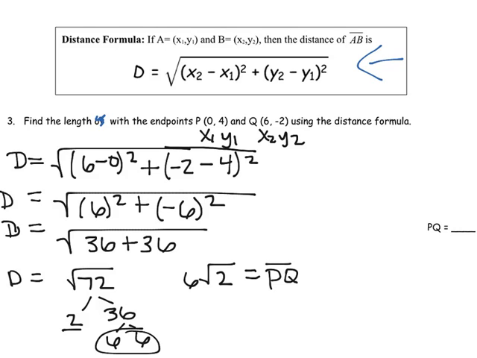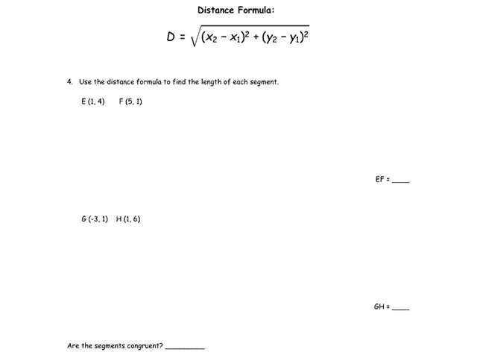So I'm going to write my final answer over here. PQ is equal to 6 square root 2, and it should have that little segment line. All right, so we just find that distance and simplify that radical. Now we're going to use our distance formula again for this example. I'm going to complete this second one for you only, and then I want you to try the first one by yourself and then answer if our segments are congruent once you have completed it.